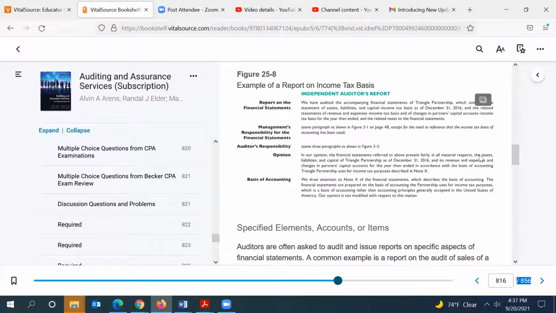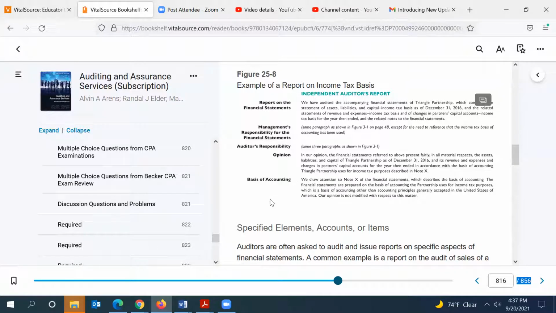So in our opinion, the financial statements referred to above present fairly in all material respects the assets, liabilities, and capital of Triangle Partnership as of December 31st, and its revenue and expenses and changes in partners' capital accounts for the year then ended, in accordance with the basis of accounting Triangle Partnership used for income tax purposes described in Note 10. So it's pretty much like the opinion section under GAAP, except again, slightly different financial statement names. And of course, it mentions income tax basis too.